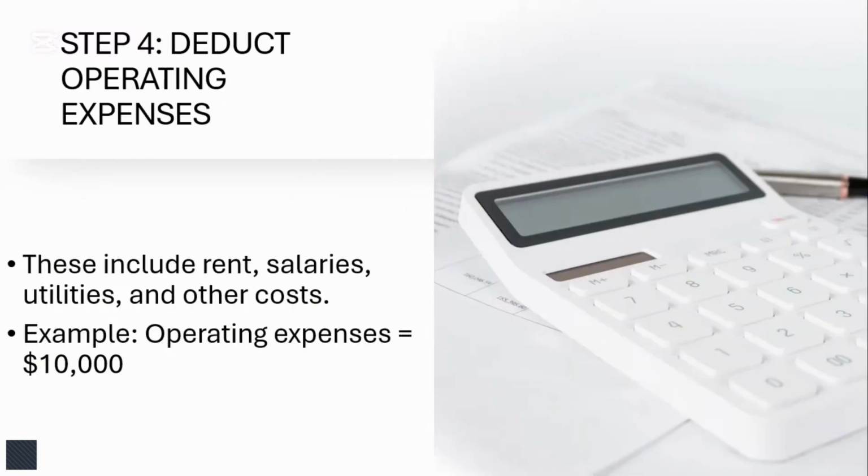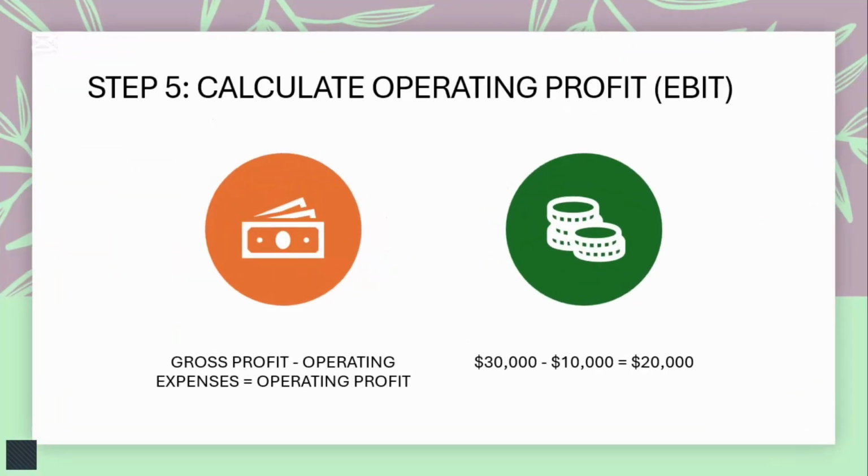Afterwards, we will deduct our operating expenses. As I indicated before, we are looking at selling expenses, administrative expenses, and general expenses. In this case, it will include things such as rent, salaries, utilities, and other costs. An example would be if our operating expenses are $10,000, then we will be able to arrive at our operating profit, which is our profit before interest and tax. Therefore, it is our gross profit of $30,000 minus our operating expenses, which gives $20,000 so far.